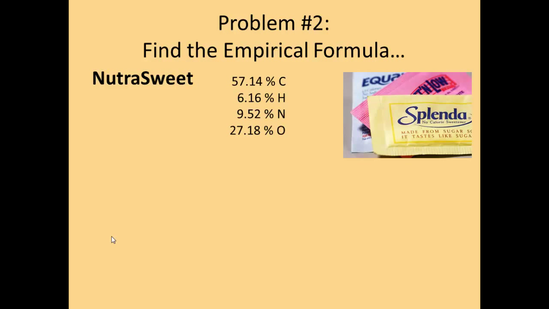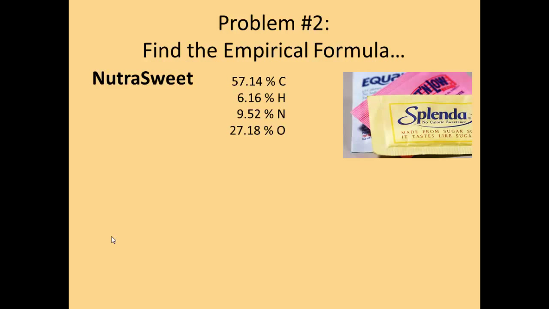Are you ready for problem number 2? This time we're going to be talking about the chemical NutraSweet. NutraSweet is also called aspartame. It's an artificial sweetener that's used instead of sugar. You'll notice that we're given something a little bit different in terms of our element breakdown. We're given percent composition. We know that 57.14% of the mass comes from carbon, 6.16% comes from hydrogen, 9.52% from nitrogen, and 27.18% from oxygen.